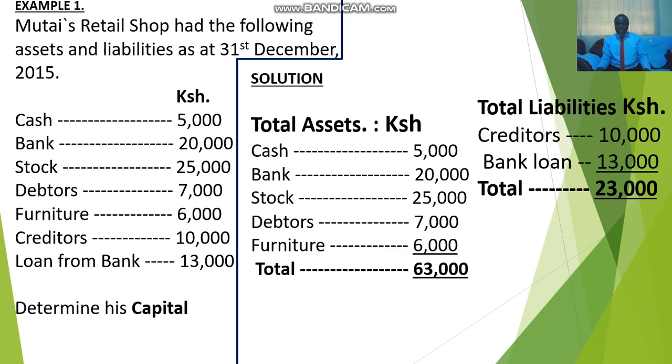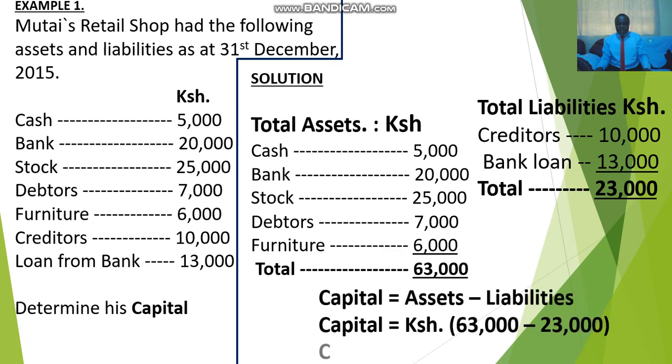Using the balance sheet equation, we shall determine capital, where capital will be equal to total assets minus liabilities. So in this scenario, we shall have capital equals 63,000 minus 23,000. This will give us capital equals 40,000.